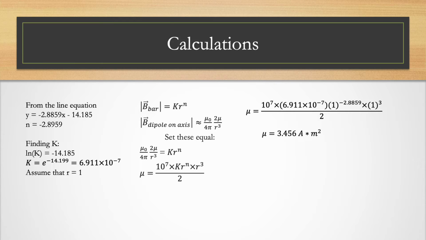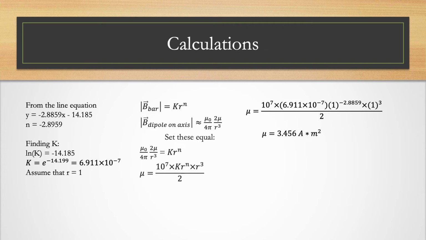Here are some important calculations. From the line equation, I found that n is equal to the slope of the line, which is negative 2.8959. The natural log of k is equal to negative 14.185. To find the value of k, I isolated it and raised each side to e, which resulted in 6.911 times 10 to the negative 7th. Also, I assumed that r is equal to 1 when doing the further calculations.